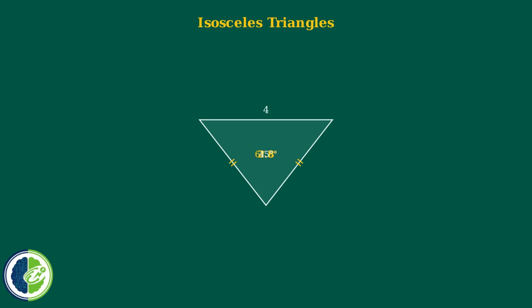Here's the remarkable property of isosceles triangles. When 2 sides are equal, the angles opposite those equal sides are also equal. These are called the base angles. Notice that angles B and C are both 67.5 degrees. They're equal because they're opposite the equal sides. This relationship always holds true in isosceles triangles.